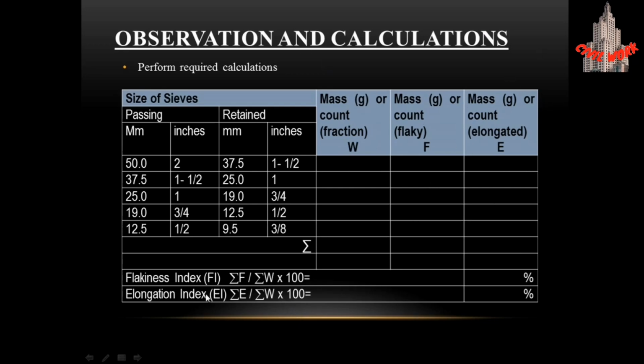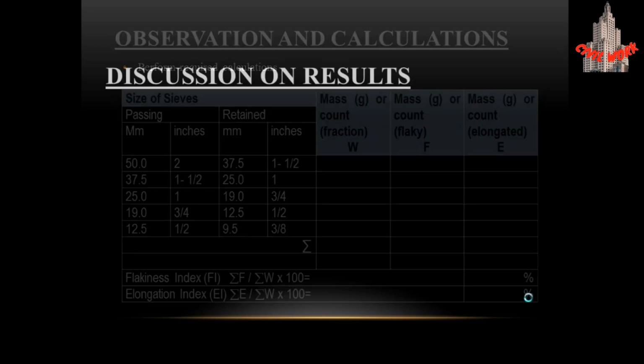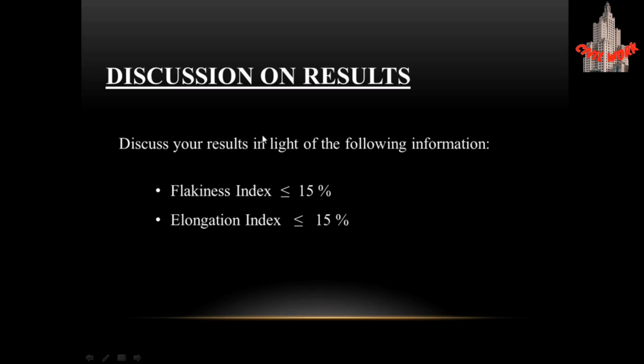Now the main thing is that the flakiness index is determined by the summation of all the flaky mass or count from all the sieves, divided by the total mass which we have calculated in here, and multiplied by 100, so we have the answer in percentage. Elongation index can be calculated by the summation of all the mass or count elongated, which we have written in here, divided by the summation of total mass, which we have here, multiplied by 100, and it gives the answer in percentage. Discuss your results in the light of the following information.